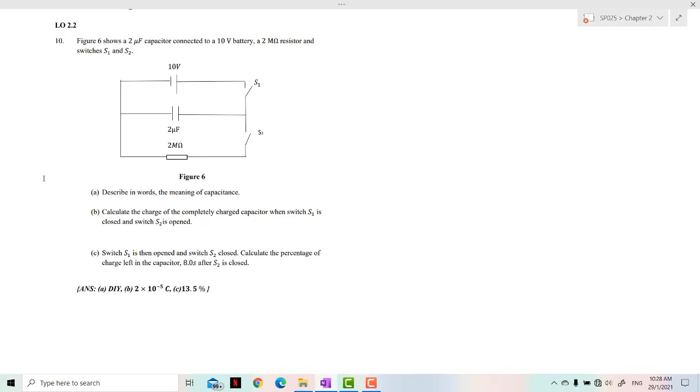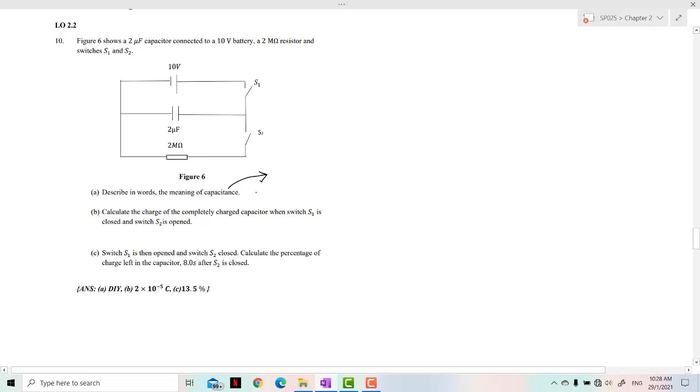Okay, dah pause ke? Hopefully korang dah pause and try to do it for yourself. Okay, so for question 10, dia bagi sini lah. Our circuit has two switches, a battery of 10 volts, a capacitor of 2 microfarad and a resistor of 2 mega ohms. Describe in words the meaning of capacitance.